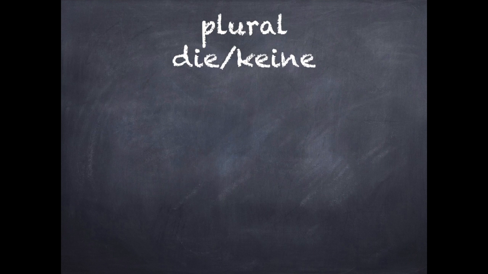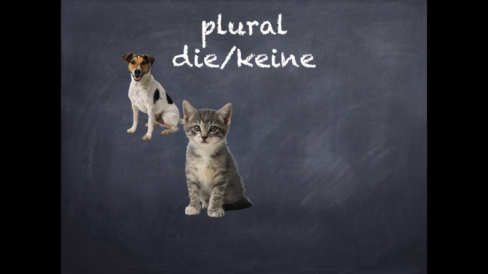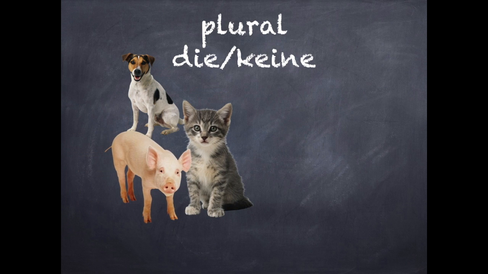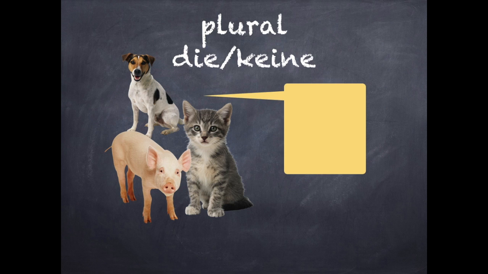And of course, we can have a plural as well, so die or keine. And we have multiple animals, so die or keine Tiere. Remember that with an indefinite article, you cannot have a plural. So here we have an example, die Tiere sind niedlich.